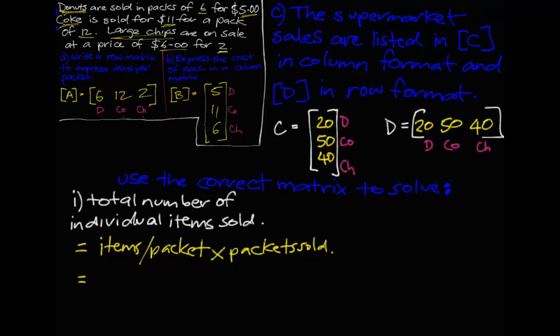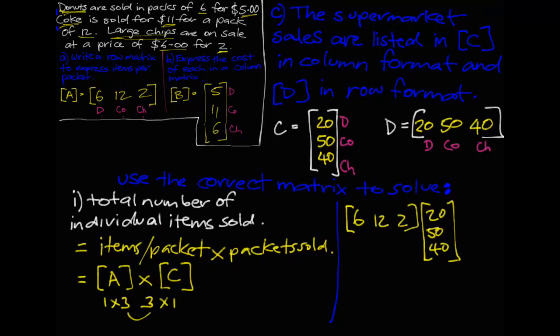So the items per packet is represented in matrix A, which is a row matrix of 1 times 3. So in order to get a 1 by 1 matrix and have the sum defined, we've got to multiply it by a 3 by 1, which is a column matrix, and therefore C is the correct one to use here. So let's go ahead and solve this multiplication. Now just before we go ahead, let's just be sure that we've got the right order. So donuts, Coke, chips, donuts, Coke, chips. That's really important.